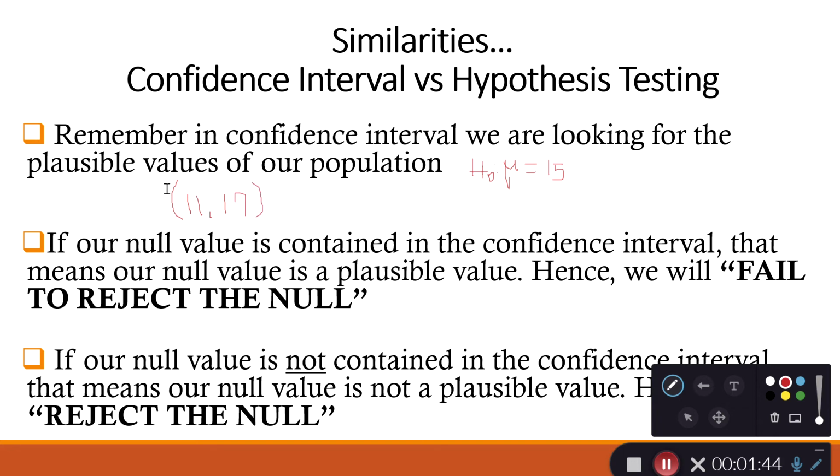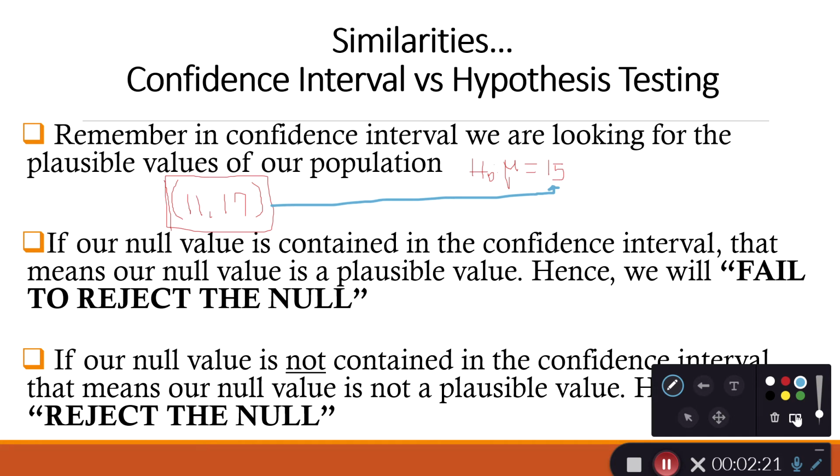So remember, the confidence interval is a range of plausible values for the population parameter. So let's read this again. If our null value is contained in our confidence interval, that means our null value is a plausible value. And in this case, 15 is in that interval. 15 is contained in this interval, right? That means 15 could be a plausible value. Hence, we would fail to reject the null hypothesis because the null value is in that interval.